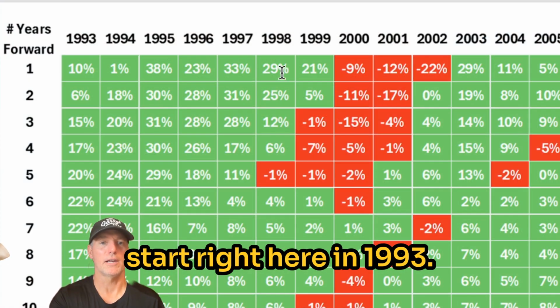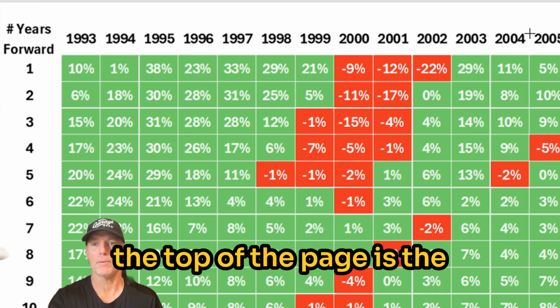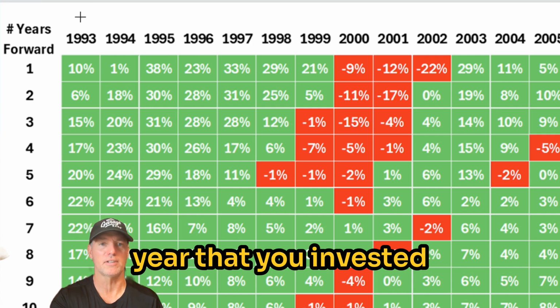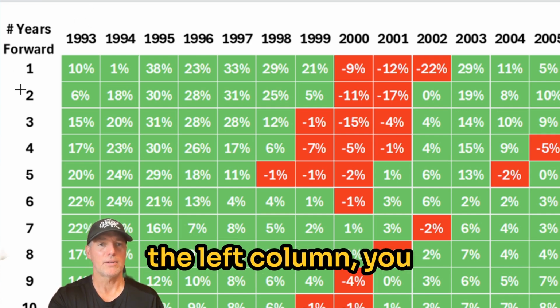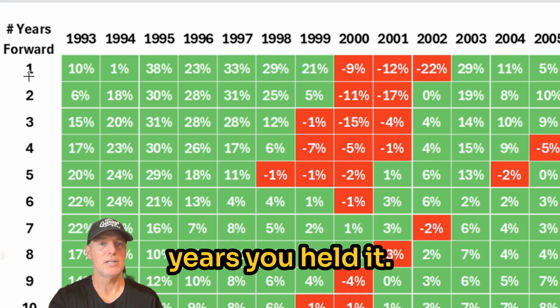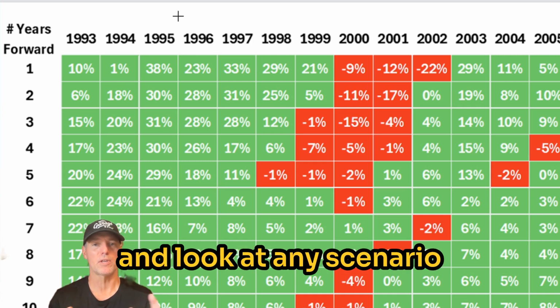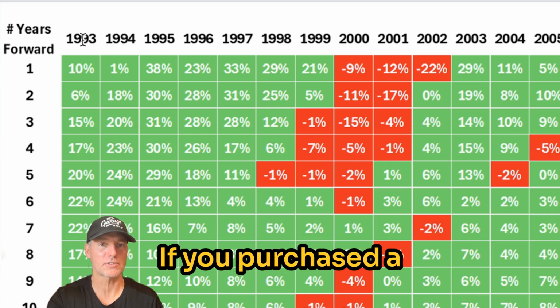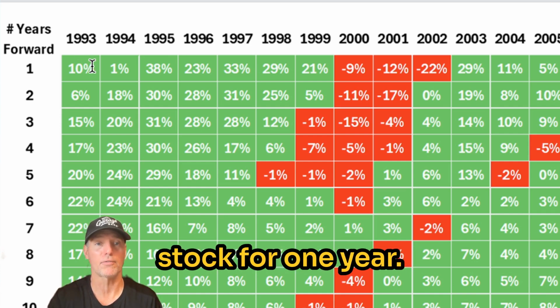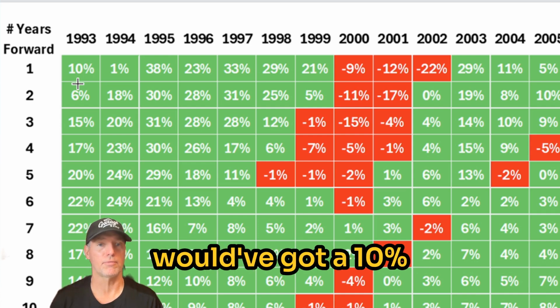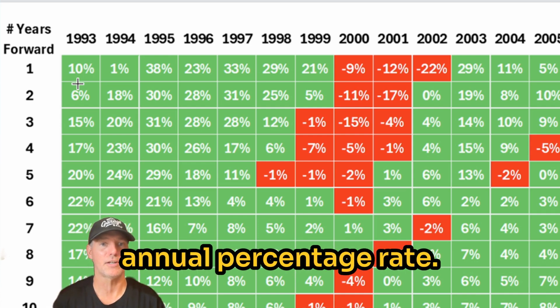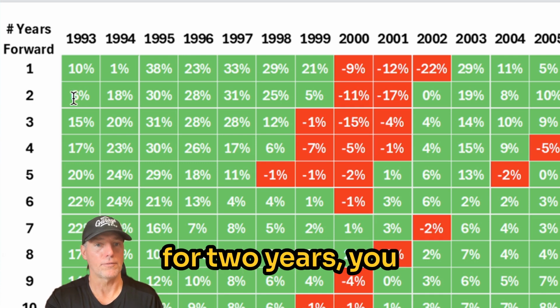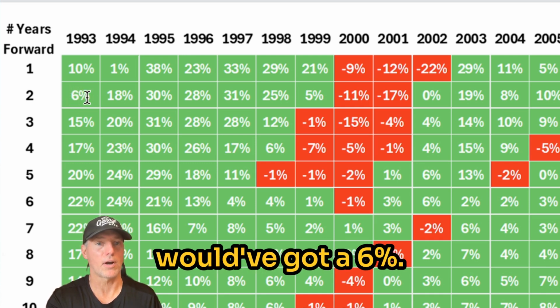First, we're going to start right here in 1993. You can see going across the top of the page is the year that you invested in the stock market. And then going down the left column, you can see how many years you held it. So you can take this chart and look at any scenario of when you started and how long you held it. So if you purchased in 1993 and you held the stock for 1 year, you can see there you would have got a 10% annual percentage rate. If you had held it for 2 years, you would have got a 6%.